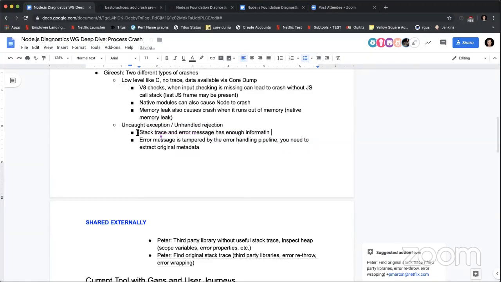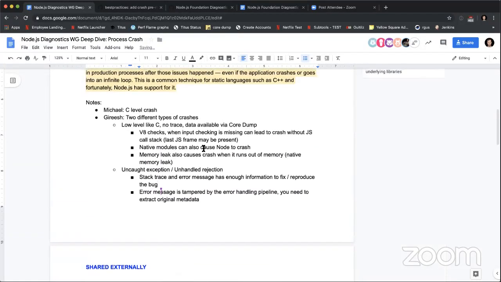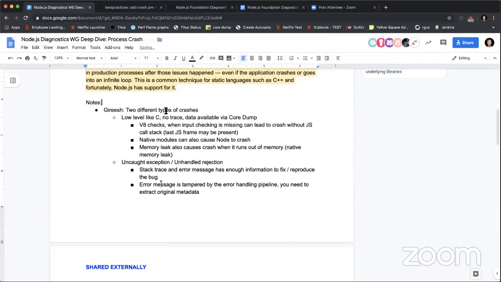Yep. And I would like to clarify the first bullet, which is V8 checks: when an input check is missing, it can lead to a crash. Yes. Basically, what I meant is the missing check is not necessarily the root cause of the crash. The missing check is causing the manifestation to be a vanilla crash. If the check is present, then we would see a more decent error message, probably an optional crash as well.